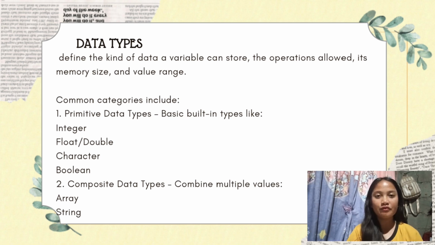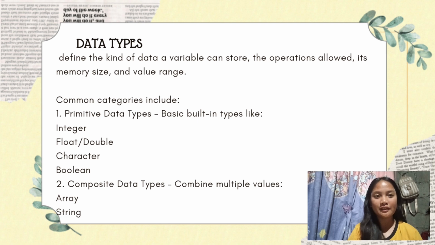Common categories of data types include, first, primitive data types. These are the basic types that are built into most programming languages. They represent simple values. Integer represents whole numbers. Float and double represent decimal numbers. Characters represent individual characters. Boolean represents truth values, typically true or false.